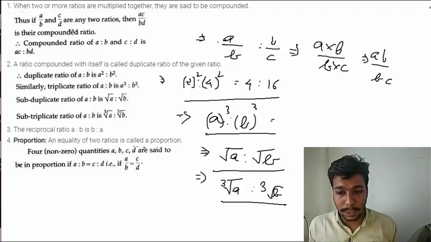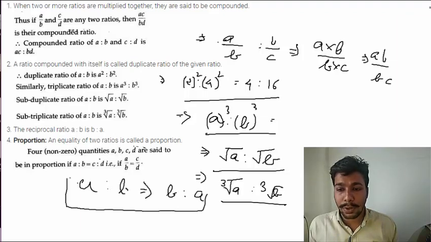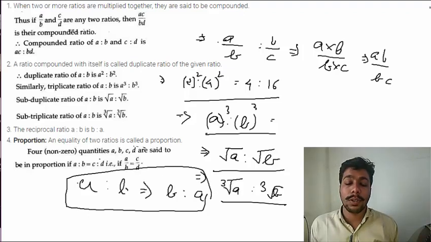Then reciprocal. Reciprocal is what? If we have a ratio A by B, then the reciprocal of that ratio is B is to A. This is reciprocal ratio. Okay.